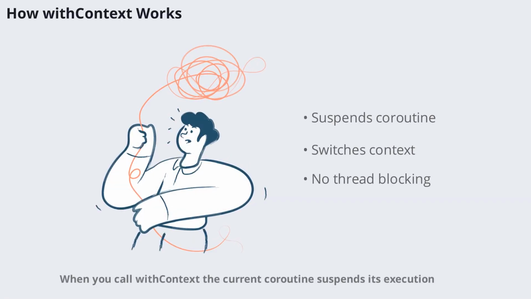When you call withContext, the current coroutine suspends its execution and switches to the specified context, such as Dispatchers.IO for I/O operations. The block of code you provide runs in this new context, and once it finishes, the coroutine resumes in its original context. This process is seamless and doesn't block the thread, making it highly efficient. You can use withContext for tasks like network requests or database operations, ensuring your main thread stays responsive.